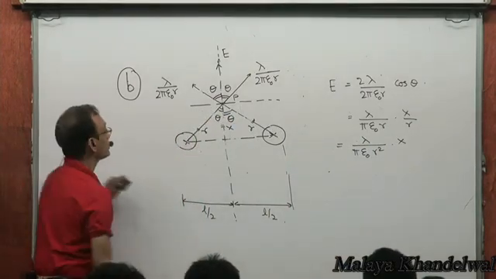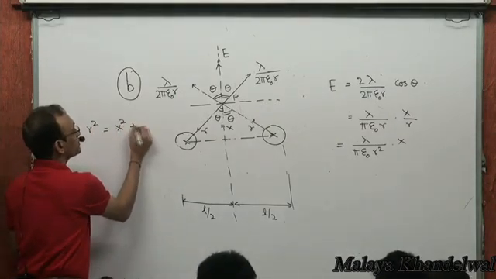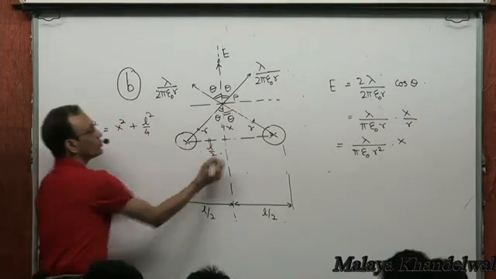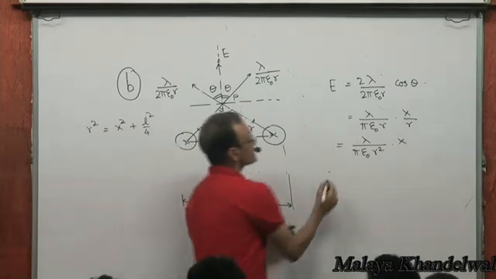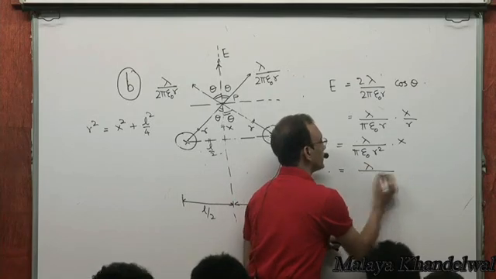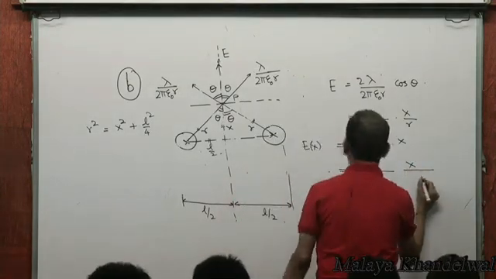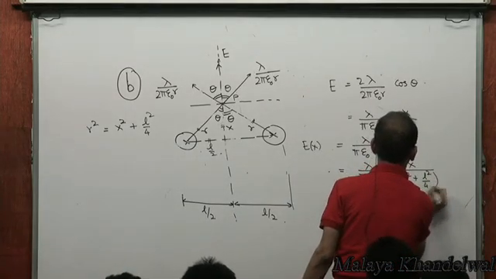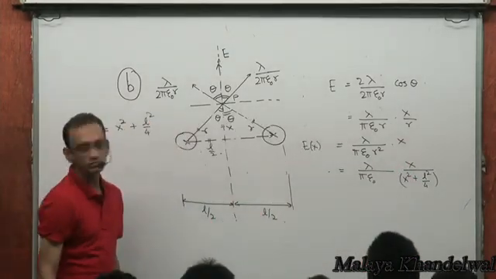Now r would also depend on x. It's going to be x squared plus L squared by 4. This is L by 2. Right? Yes or no? So this electric field as a function of x on the plane of symmetry is going to be lambda by pi epsilon naught x divided by x squared plus L squared by 4. Yes or no?